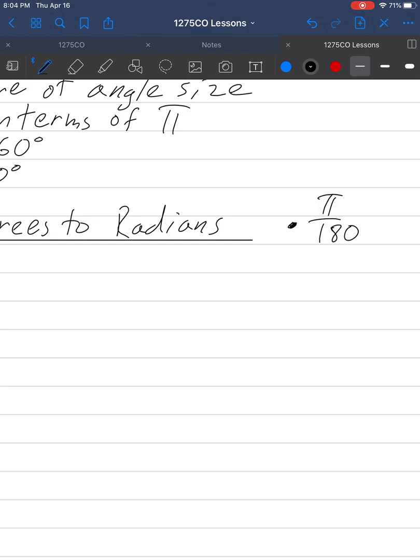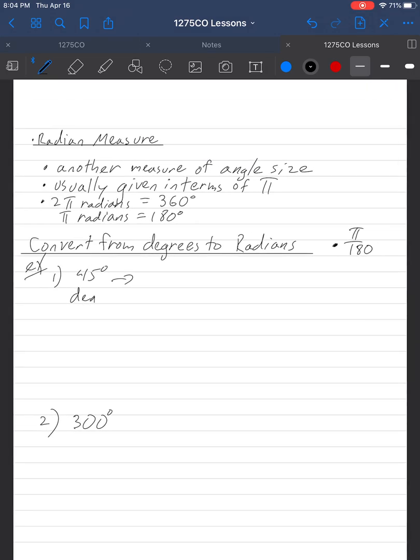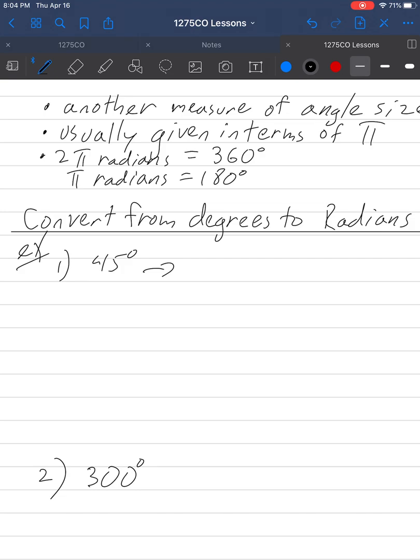In order to convert from degrees to radians, you're going to multiply your degree value by pi over 180 degrees, pi over 180. So if we look at 45 degrees, 45 times pi over 180 is equal to, we can cross cancel here, 45 divided by 45 is equal to 1. 180 divided by 45 is equal to 4. And we get pi over 4 radians as our answer.